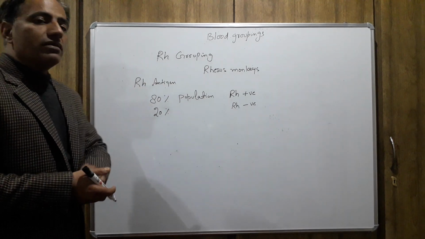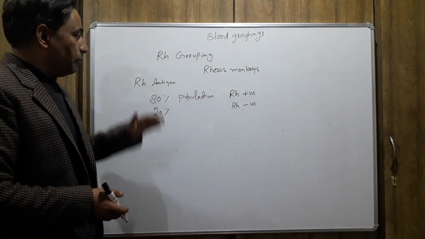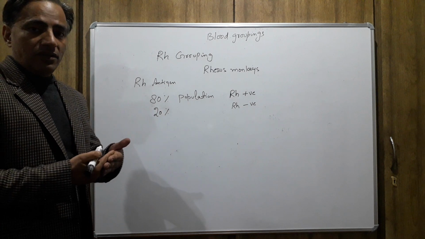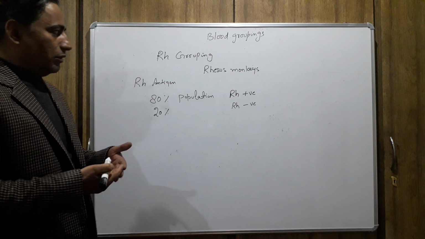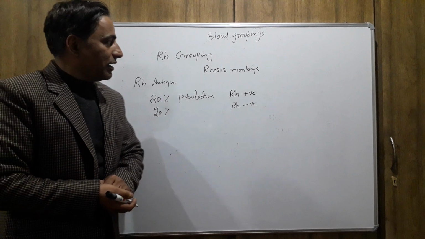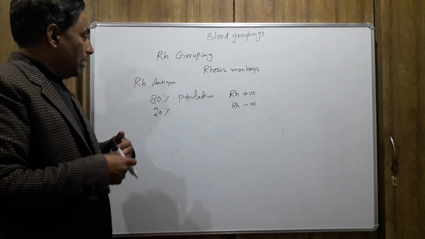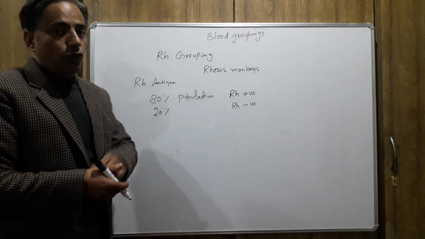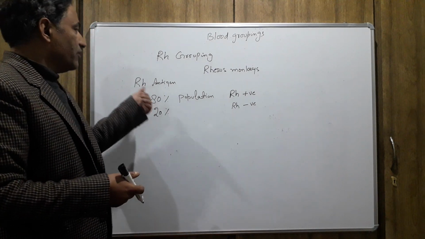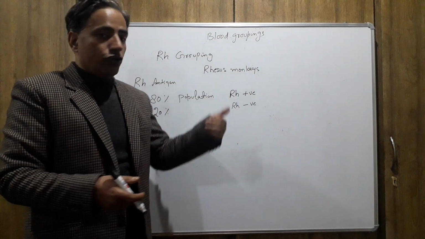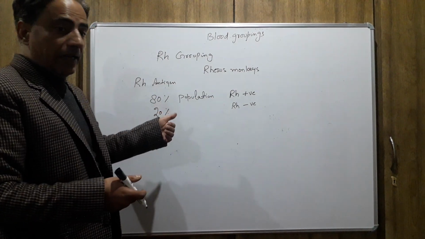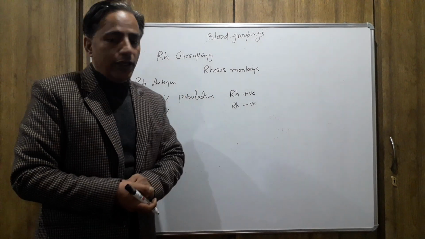So RH antigen is another antigen. This antigen is actually a protein. It is present on the RBCs of an individual. First, it was discovered in the rhesus monkeys, and later it was found that this RH factor is also present in almost 80% of the human population. Those containing such antigen are called RH positive, and people lacking such antigens are known as RH negative.